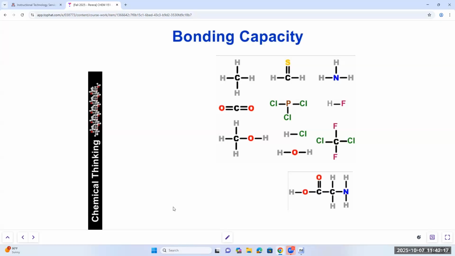4. So here's the question for you. What is the common bonding pattern of carbon? 4. There you go. So the common bonding pattern is also the same as the bonding capacity of the element. Here's what I want you to do. I want you to analyze these molecules and tell me the common bonding capacities of hydrogen, sulfur, nitrogen, phosphorus, chlorine, and so forth. Go ahead.